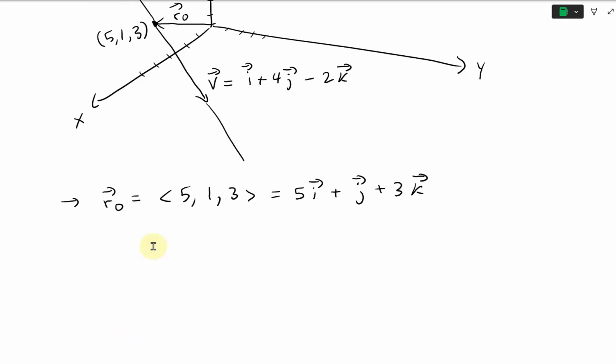All right, we have that, and the next one is our parallel vector, v. For completeness' sake, let's write it in both forms. In components it's 1, 4, -2. This just equals i plus 4j minus 2k, like that.